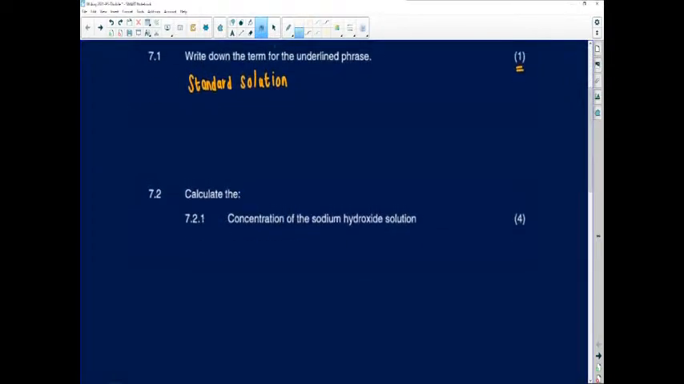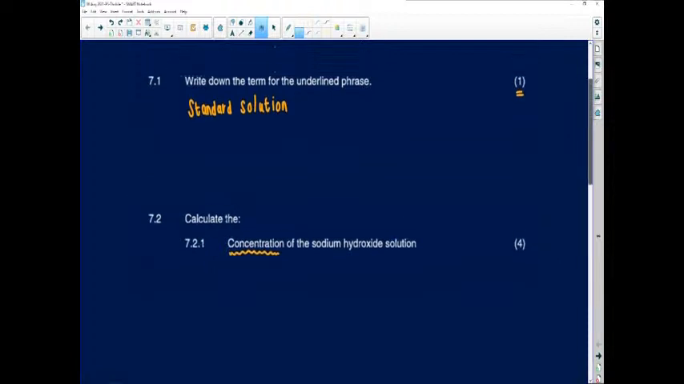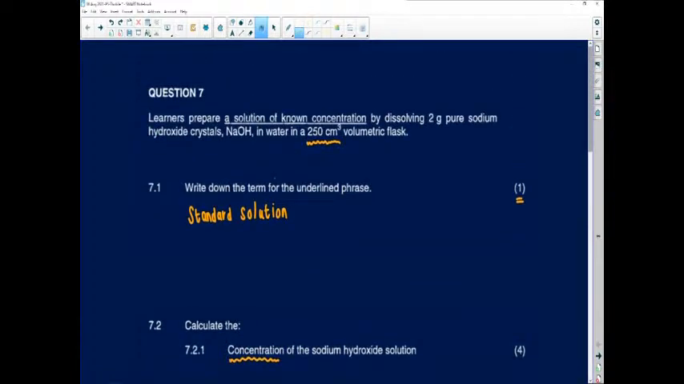Let's look at 7.2. Now we are asked that we need to calculate the concentration of the sodium hydroxide solution. I want to go back to my question so we can highlight what we have. I have 2 ways of working this out. The one is a very easy, quick method. The other one is a more lengthy process, but you also get exactly the same answer.